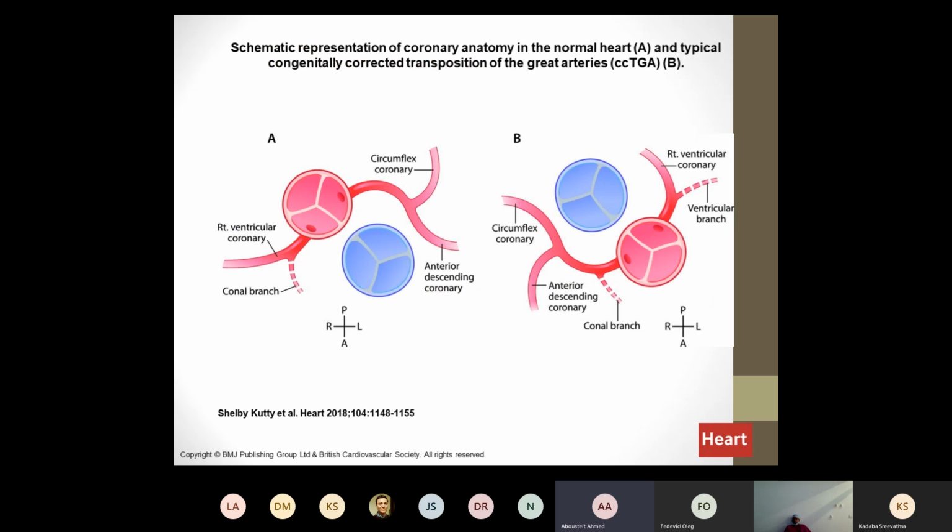The next will be the schematic presentation of the mirror image of the coronary arteries. A is the normal distribution, and the congenitally corrected TGA is on the left side. Because the left side is the morphologically right ventricle, the left coronary is coming from the right side and the left side, and on the other side, which is the morphological left ventricle, we have the coronary arteries coming out from the other side.